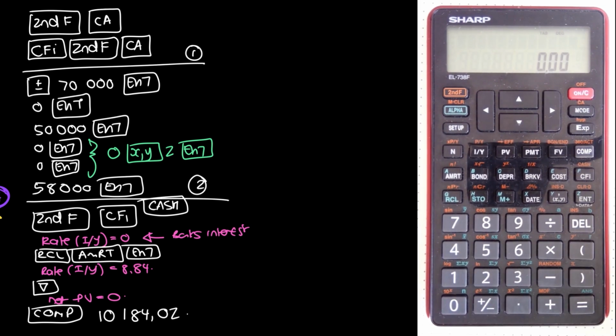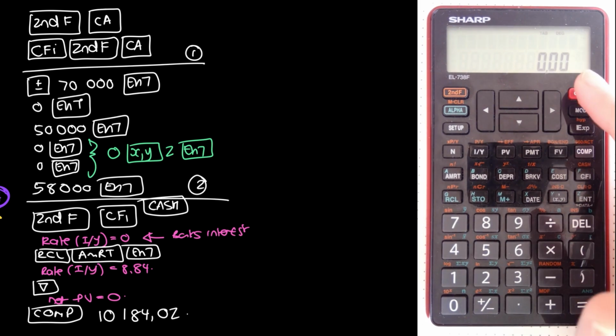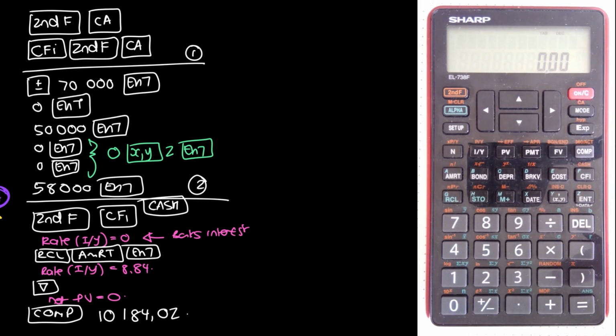In my case, they were cleared because nothing came up on my screen when I pushed CFI, but still do it anyway, just get into that habit of making sure that it's being cleared. Now we have everything sorted and we can start our calculation.